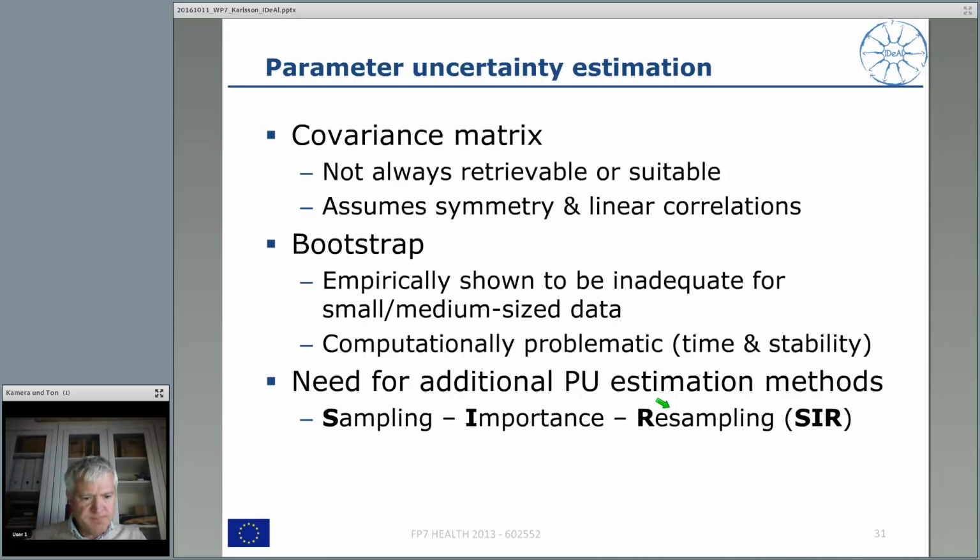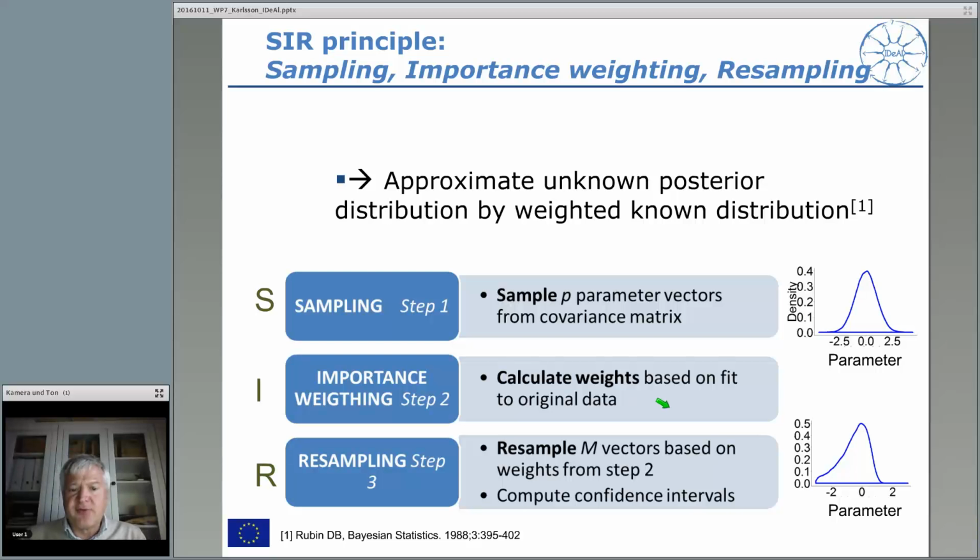So this is a three-step procedure, and the idea is to approximate an unknown posterior distribution of the parameters by a weighted known distribution. So the first step is to take the known distribution, a proposal parameter uncertainty distribution. And typically we take this from the covariance matrix, but we could take it from other sources as well. The second step is an importance weighting. So we evaluate each parameter vector.